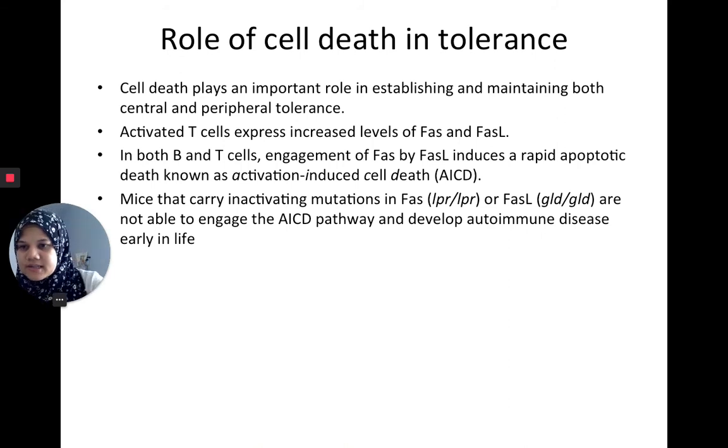So I showed in the schematic earlier, one of the outcomes of a self-reactive T cell that enters circulation is that it might encounter its self-antigen and then it undergoes apoptosis, so programmed cell death. So this is an important part in both central and peripheral tolerance. And activated T cells express increased levels of FAS and FASL. So in both B and T cells, when they're engaged, they will cause activation-induced cell death.